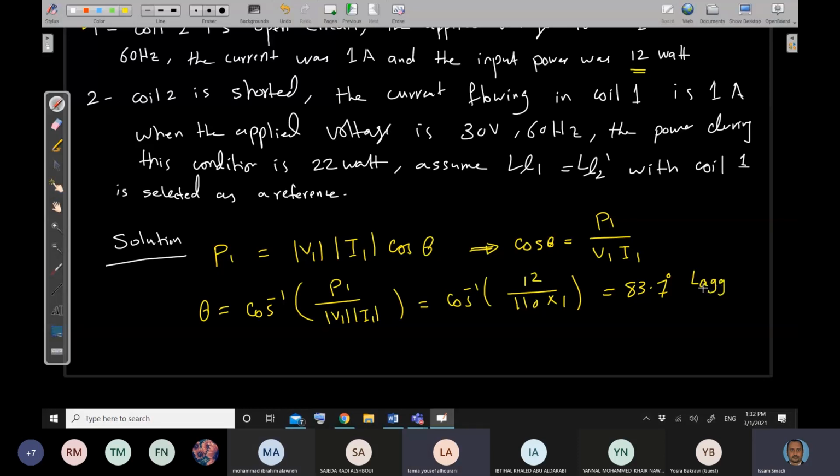Because we have an inductive circuit. And do you know the meaning of the inductive circuit? The current lags the voltage. So if this is the voltage, then this will be the current, and this will be the theta. So simply here, the current lags the voltage. You know the meaning of lagging and leading?